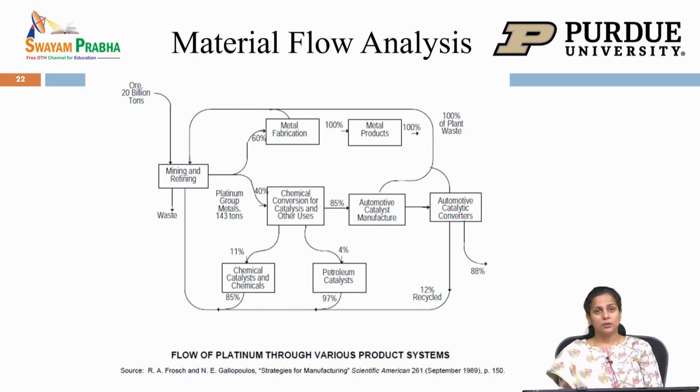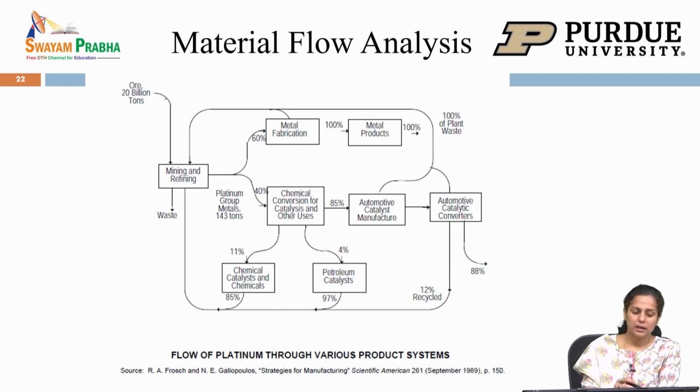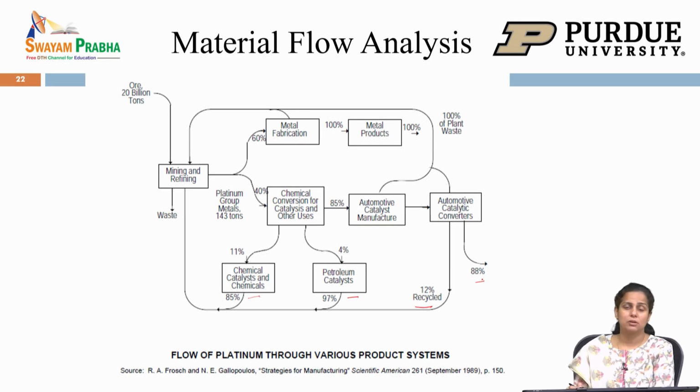Now, here you have the ore that is being mined going into mining and refining, metal fabrication, forming metal products, then there is chemical conversion, automotive catalyst manufacture, automatic catalytic converters, some of them going into chemical catalysts, petroleum catalysts, and 12% is recycled, about 88% is being lost.